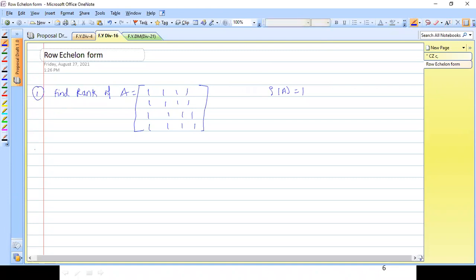Now number 2, rank of. Do you know what is meant by? Okay, I just write down the question. What is the rank of A if A is 4 cross 4 and a singular matrix?